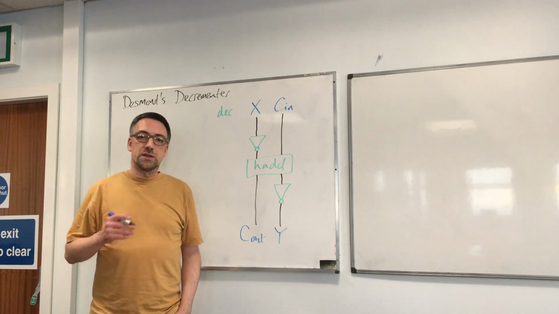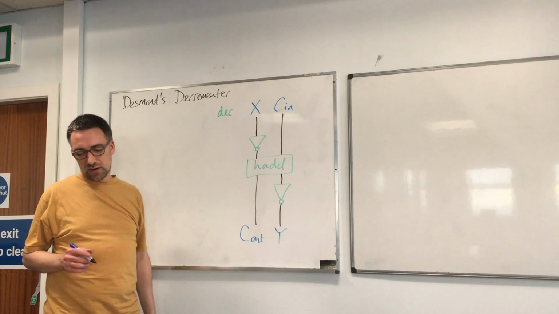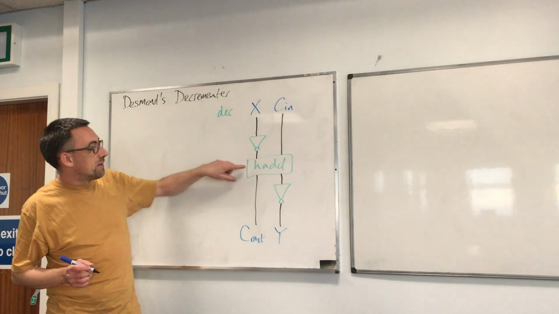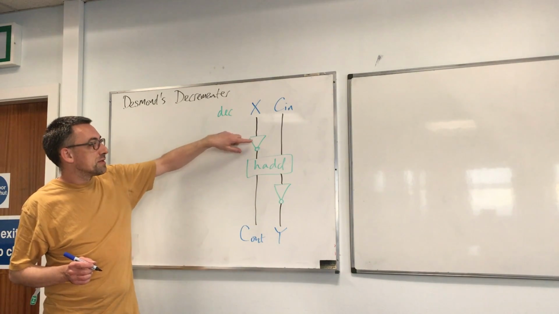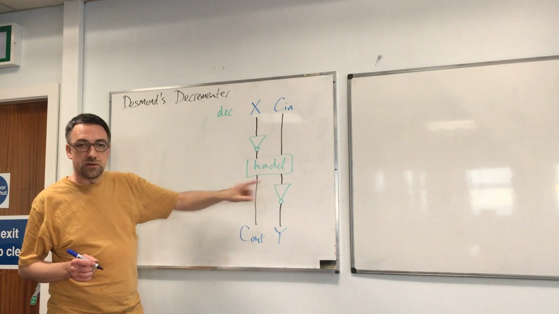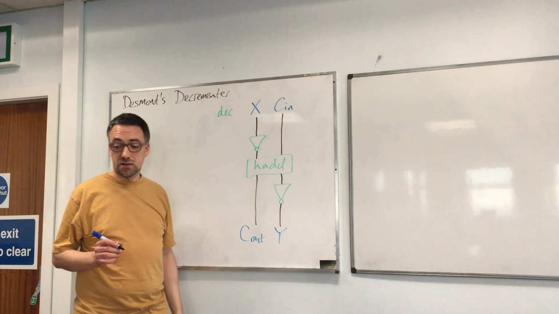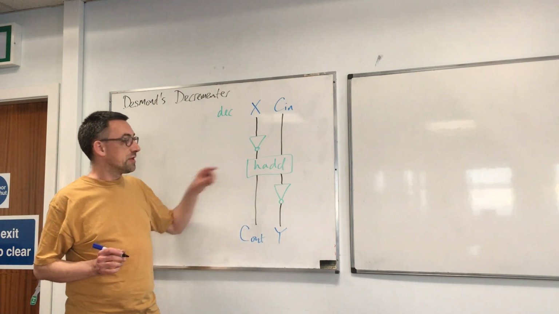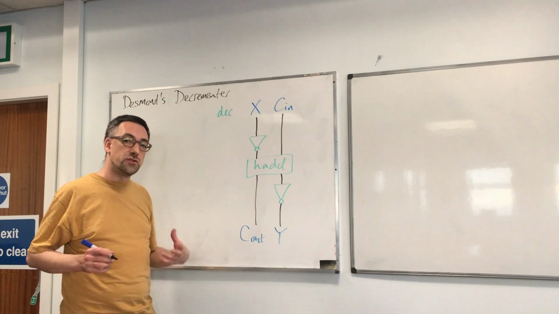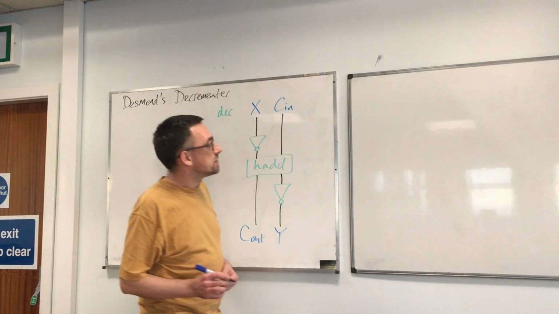Let's do the homework question about Desmond's decrementer. This is Desmond's decrementer circuit, and it's made from a half adder with a NOT gate on one of the inputs and another NOT gate on one of the outputs. The question asks us, first of all, to give the truth table for a half adder, and then we can use that to figure out the truth table for Desmond's decrementer.